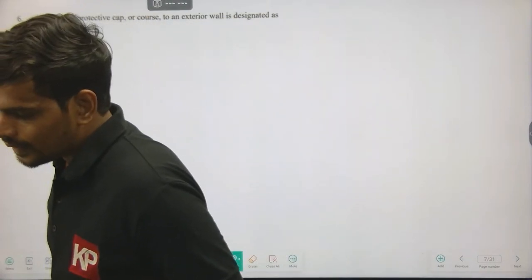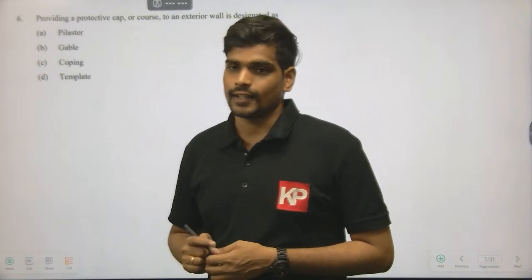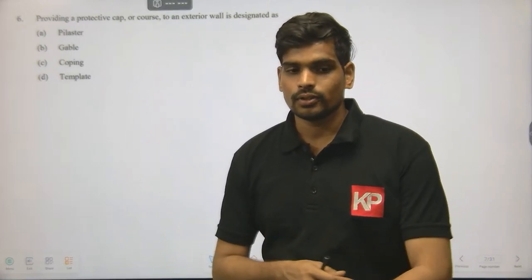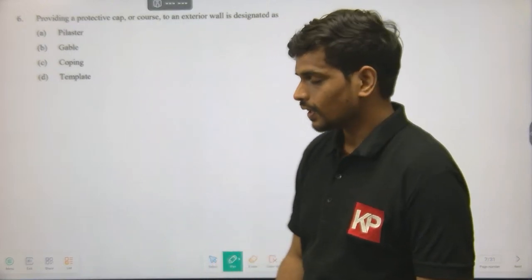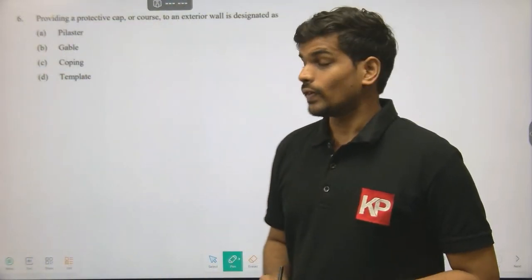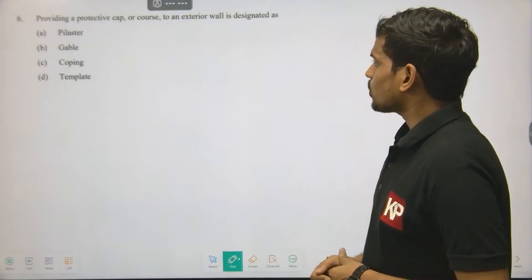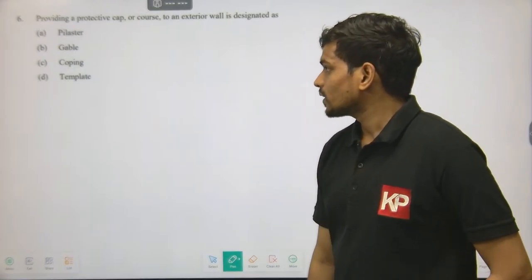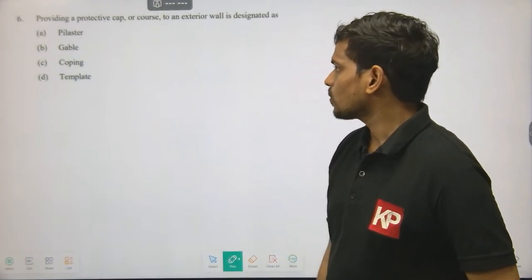Someone I think commented the answer, Villa Savoye. That's the correct answer. That's the building where Le Corbusier implemented the 5 points of architecture. I think Sapna Rajput, that's the correct answer. Very good. Moving on. So the protective cap or course on an exterior wall, the options were pilaster, gable, coping, template.